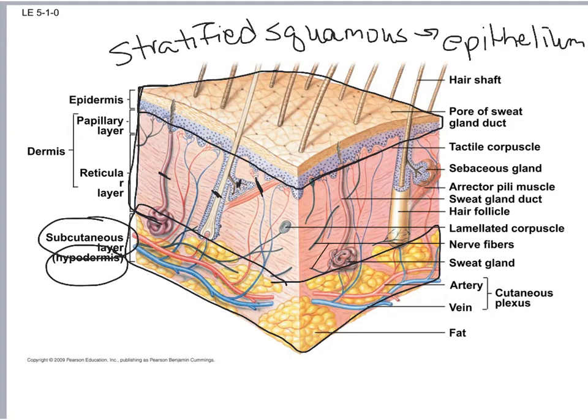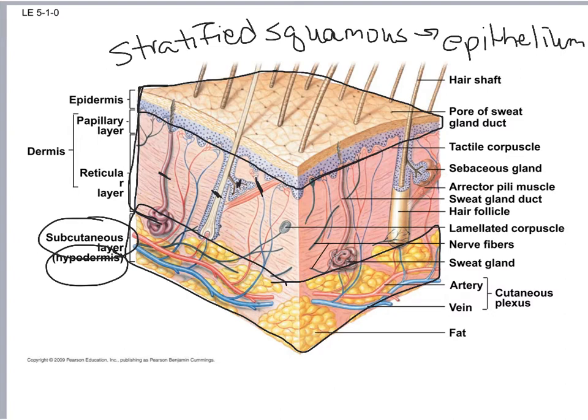There's blood vessels below the epidermis. We can see a blood vessel here and here. These are arteries and veins, little arteries and veins. We can see those. They're below it. So the epidermis is avascular? The epidermis is avascular, yes.